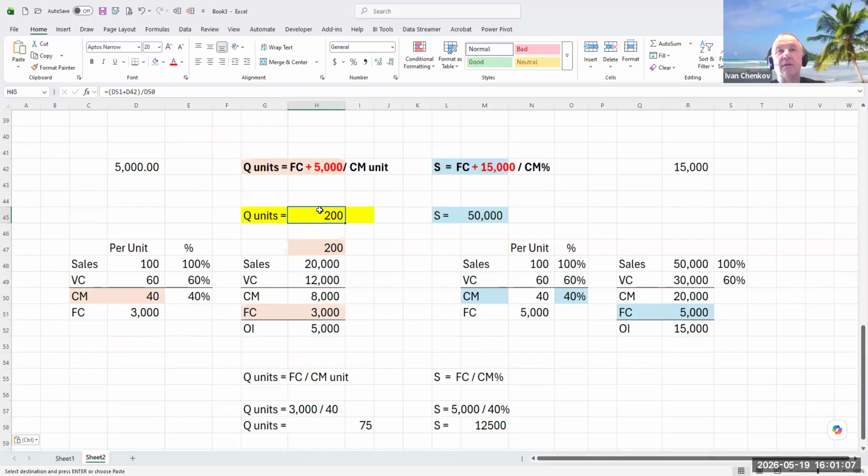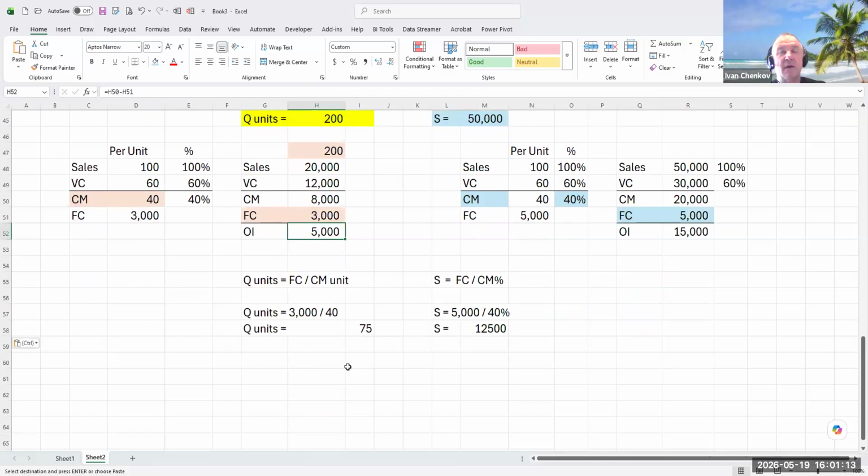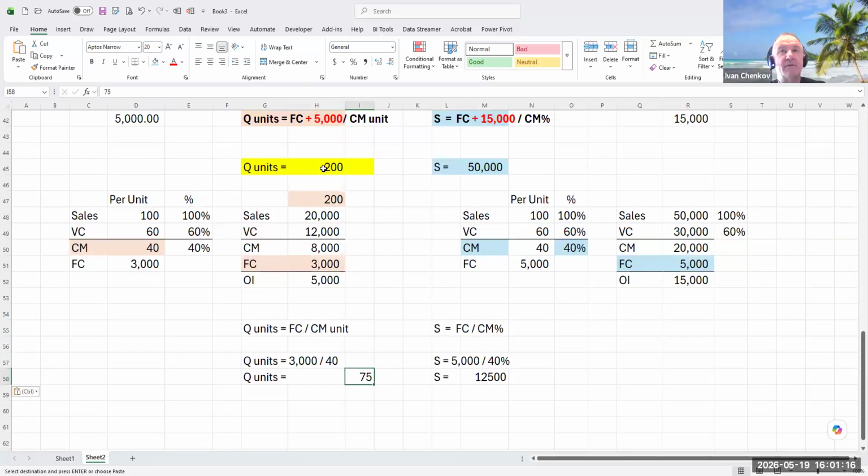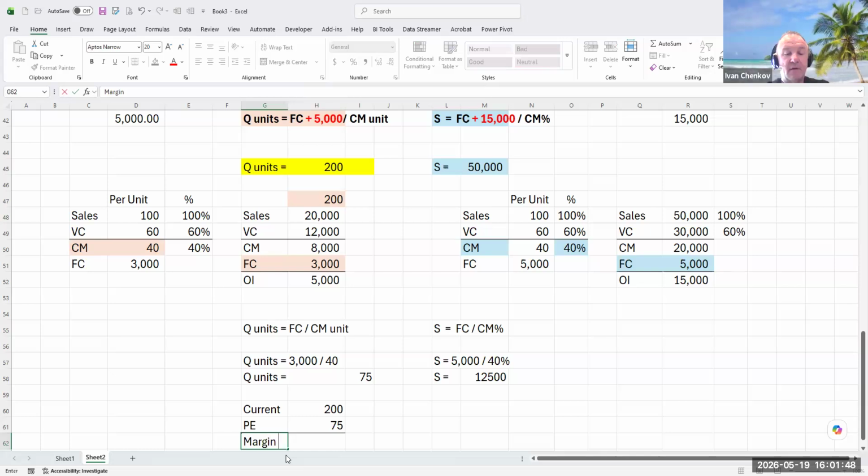Where I am: pretend currently I'm making $5,000, but my break-even is 75 units. If I only have 75 units here, I'm going to break even, but I'm selling 200. So what is my margin of safety? Currently I'm selling 200 units. My break-even number of units is 75. So the difference is going to give me my margin of safety.